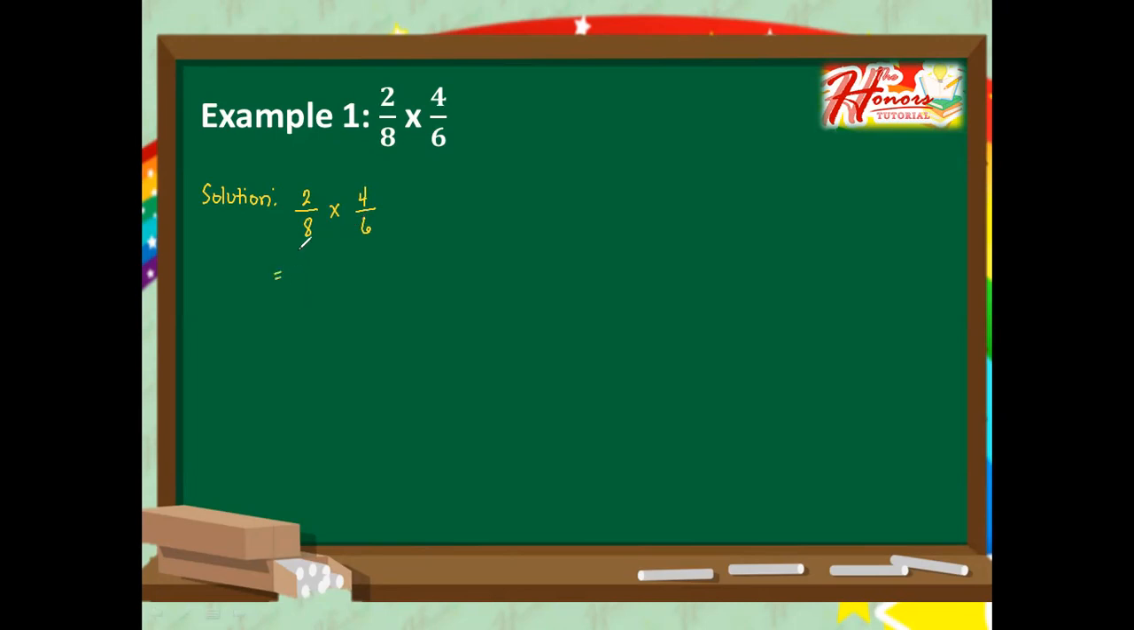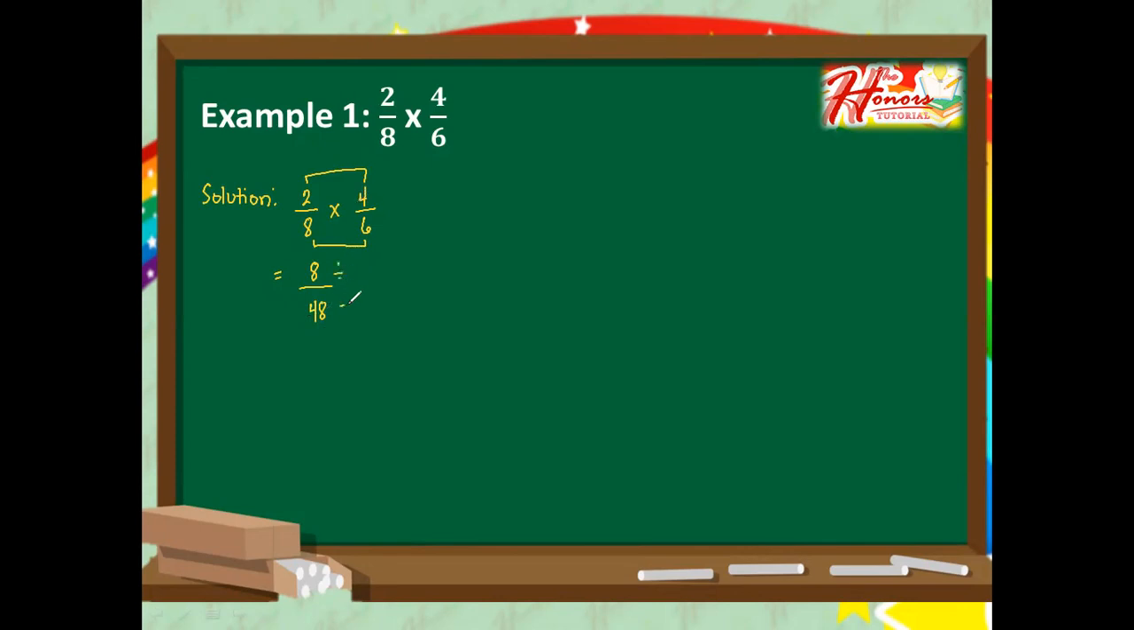When I say the usual way, you just need to multiply the numerators. So 2 times 4, that's 8. And then just multiply the denominators. So 8 times 6, that's 48. And then just think of a number that can divide the numerator and denominator at the same time without remainder. Since our answer here is a proper fraction already, there's no need for us to change this into a mixed number. But we need to simplify this.